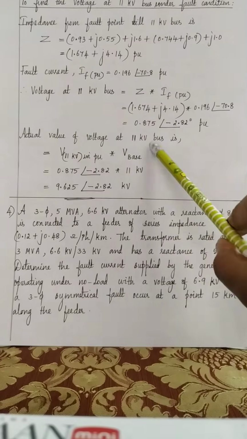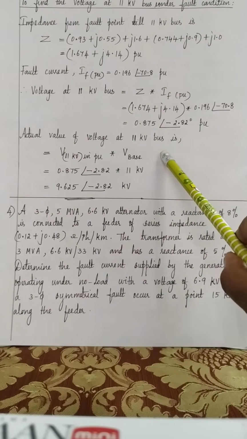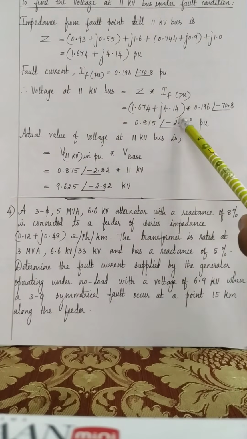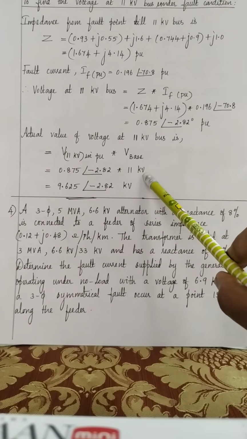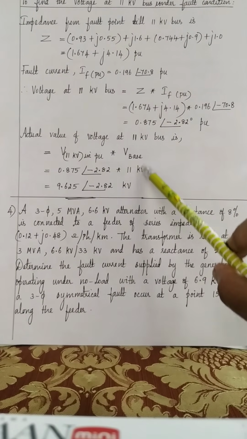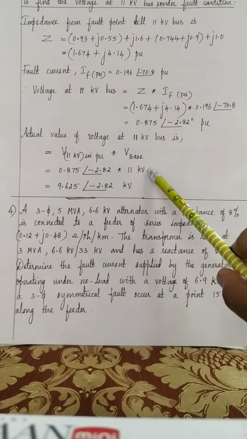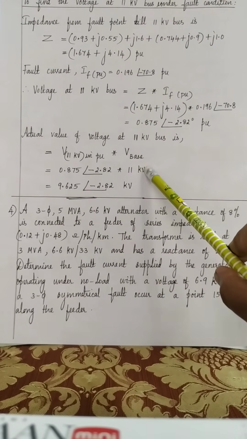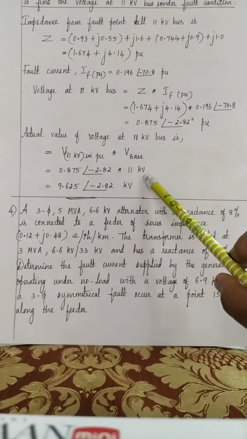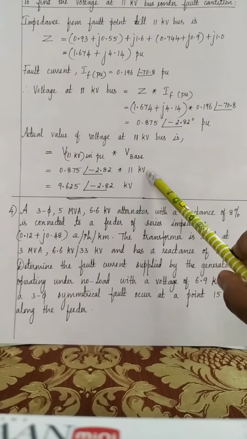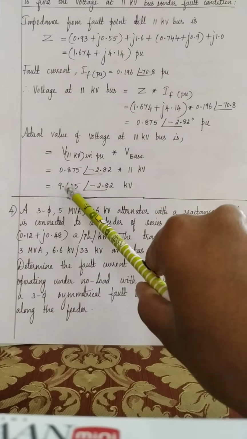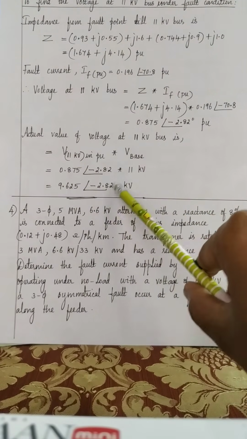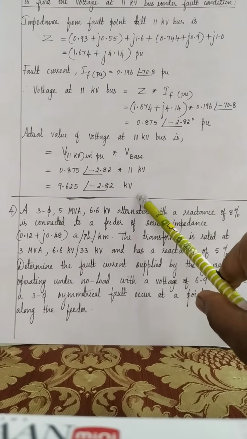Now the actual value is the per unit value into the base value. What is the per unit value? Already calculated. Into what is the base value? 11 kV. The 11 kV bus is in section 1. So consider the base voltage of section 1, which is 11 kV. So 9.625 angle minus 2.82 kV.